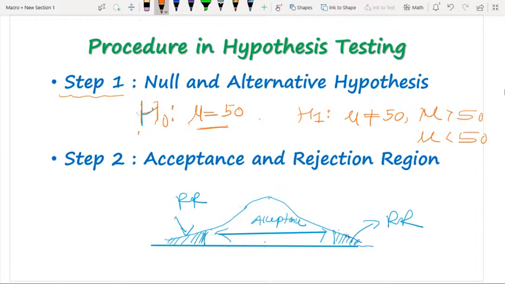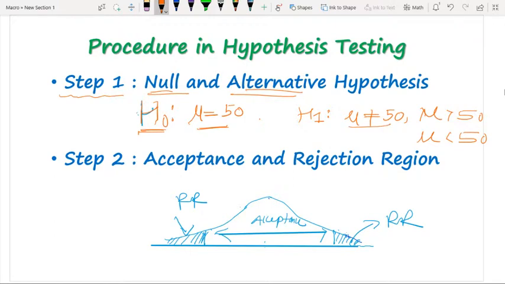So we generally construct two hypotheses. One is the null hypothesis and the other is the alternative hypothesis. So for instance, we have to test the claim that the population mean is 50. We formulate the null hypothesis as the population mean mu is 50. The alternative hypothesis, which is denoted by H1, can be constructed in one of three ways. The two-sided alternative hypothesis can be expressed as mu does not equal 50.